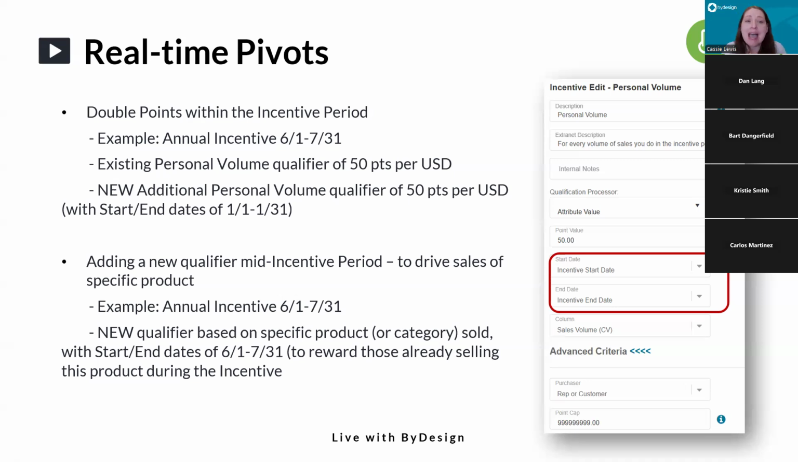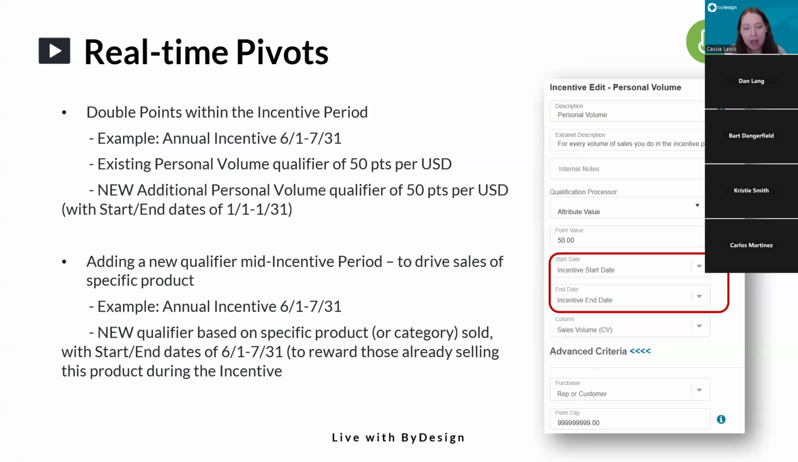Similarly, you may choose to add a new qualifier mid-incentive period. So this isn't necessarily doubling the points for the qualifiers you've already added. It's adding a new qualifier. For example, maybe you're adding a new product line mid-incentive and you want to help drive sales of that specific product. So for the annual incentive period of June 1st to July 31st, you can choose to keep everything as it is and then add a new qualifier based on the specific product you want to sell.